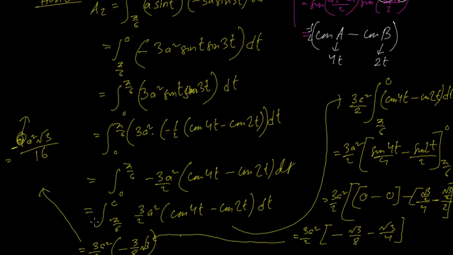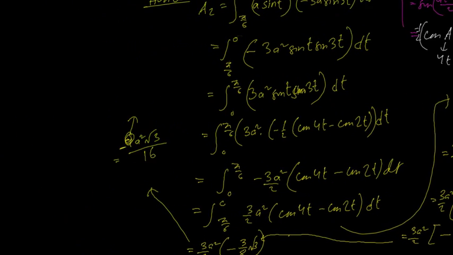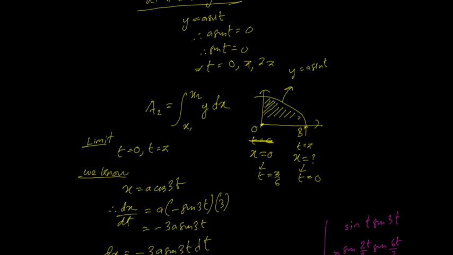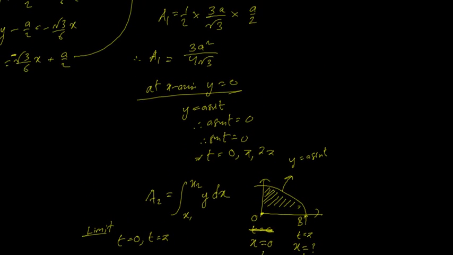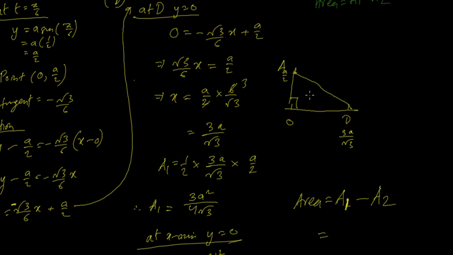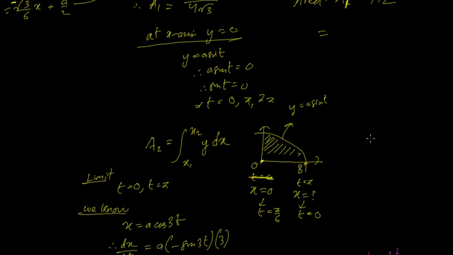So after all this, we have to get back to the original. This is a2, and we have a1. So now the area would be a1, the larger area, minus a2. Remember, this was the area of the triangle that we found, and this was the area of this that we found.